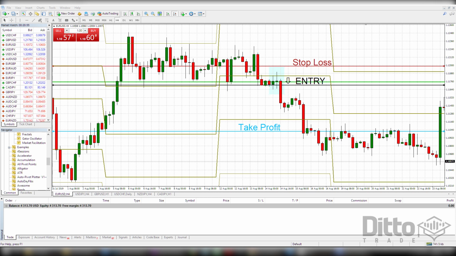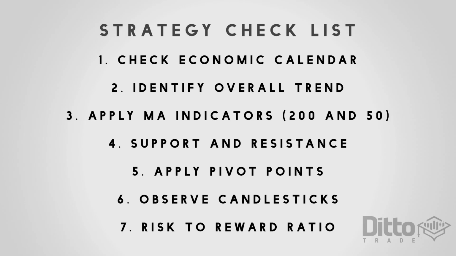So let's sum up the checklist. 1. Check the economic calendar so that we may avoid volatile news. 2. Identify the overall trend. In our example's case, it was a downtrend. 3. Apply exponential moving averages. We are ensuring that the 50 EMA is below the 200 EMA.